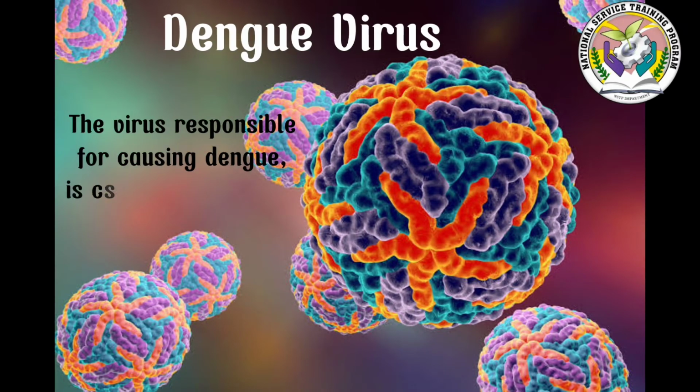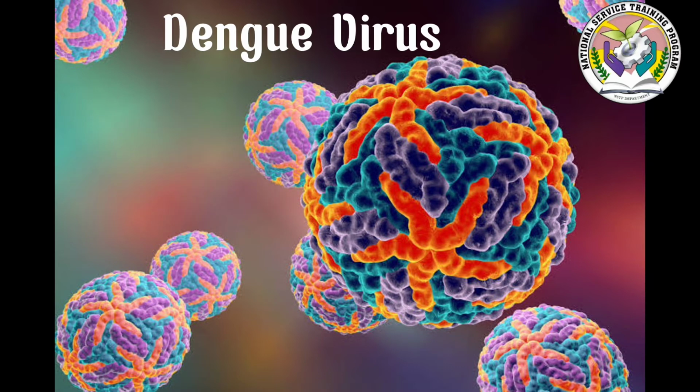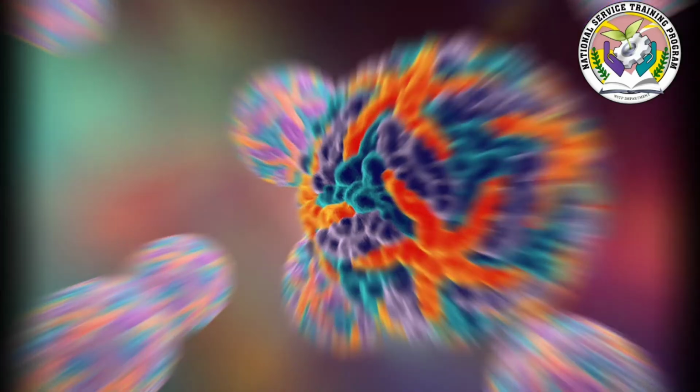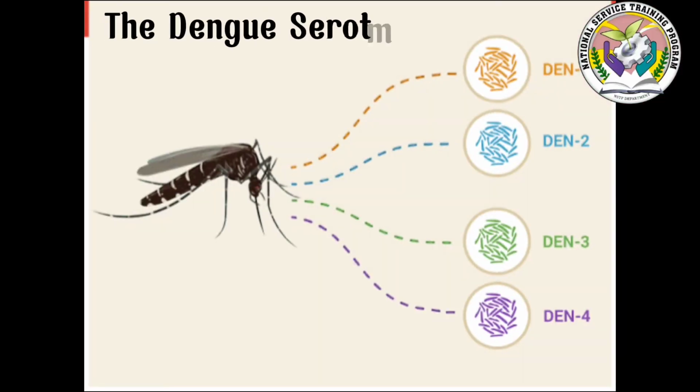The virus responsible for causing dengue is called dengue virus or DENV. Dengue virus infections usually induce a mild illness, but dengue virus can also cause a severe flu-like illness. Severe dengue fever is a potentially fatal complication that can occur in some cases. There are 4 dengue virus serotypes, and it is possible to be infected 4 times.